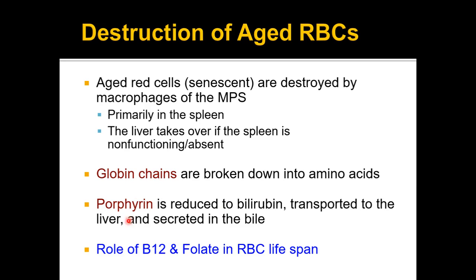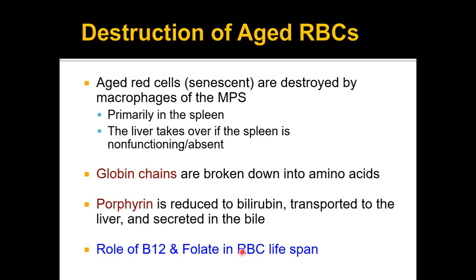The heme discs, or porphyrin rings, get metabolized into a substance that we call bilirubin, and then bilirubin gets transported to the liver and the kidneys and gets excreted either by way of the urine or the bile.